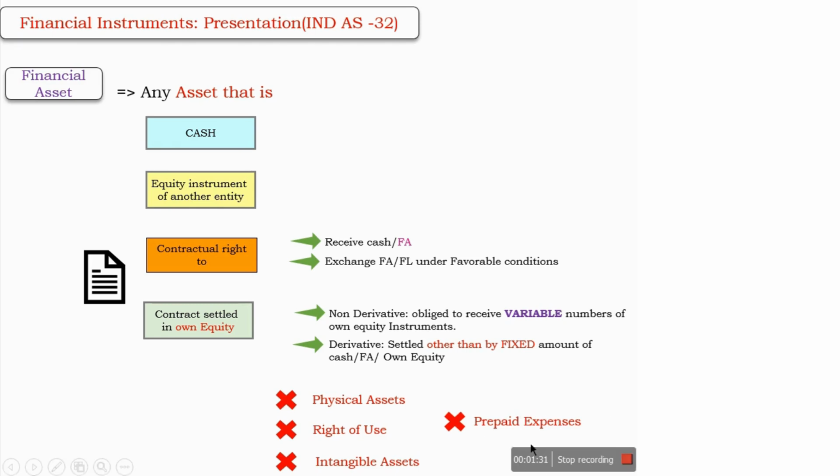If we look at the prepaid expense category, it is to generate future economic benefits in the receipt of goods or services rather than the right to receive cash or another financial asset. That's why these are not financial assets. Financial assets will be categorized only when the assets fall in one of these four categories.